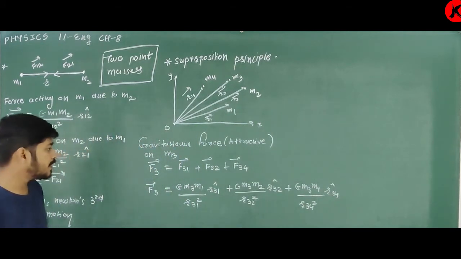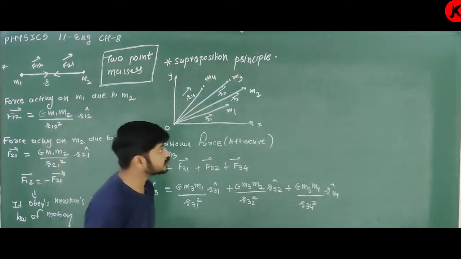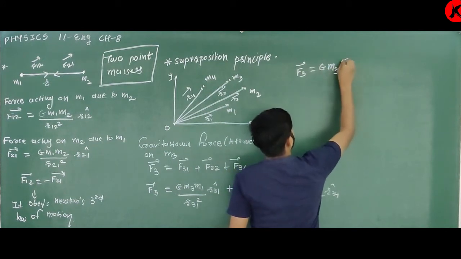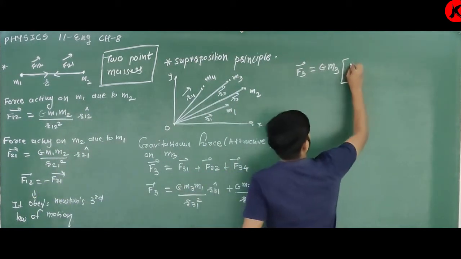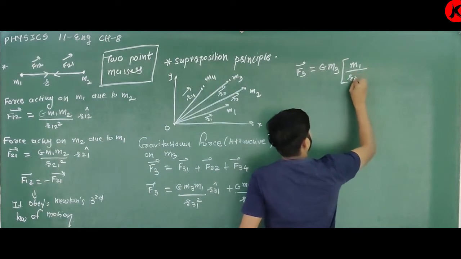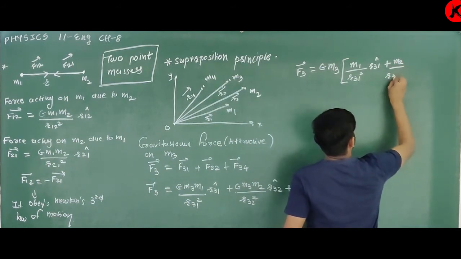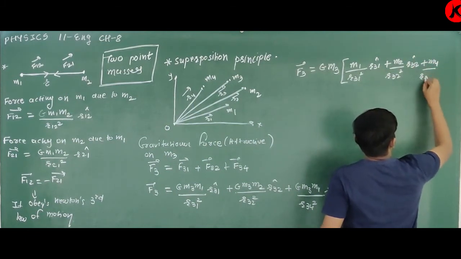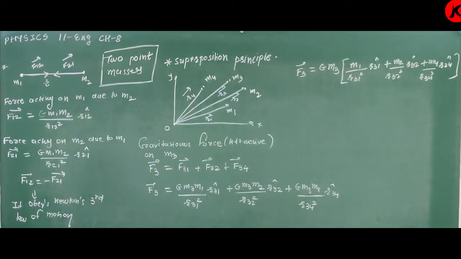Easy. Now see, in these 3 terms, G and M3 are common. So I can write it like this: F3 is equal to G M3, in bracket, M1 upon R31 square R31 caret plus M2 upon R32 square R32 caret plus M4 upon R34 square R34 caret. Clear about this? Okay, how to write this equation?